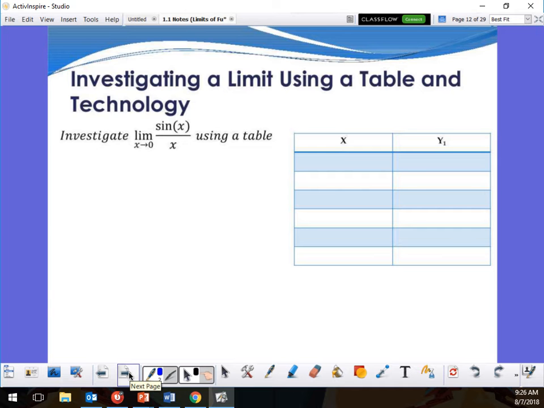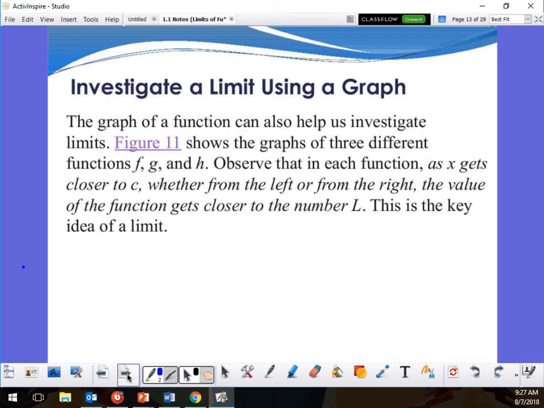Now, if you notice, since you have to build your own table, what should happen somewhere in the middle here? That should be at 0, right? So you guys are going to fill out your own numbers for this. Okay, so star this one also. You guys are going to come back for this one. Investigate a limit using a graph.